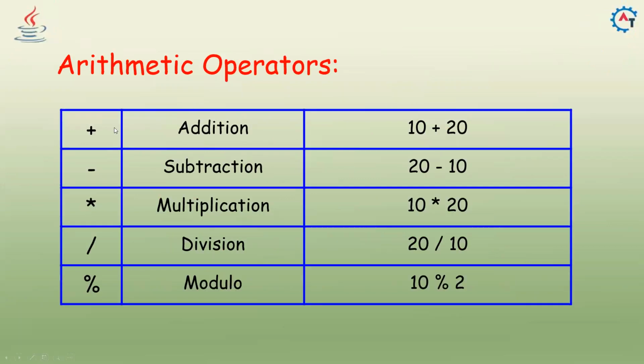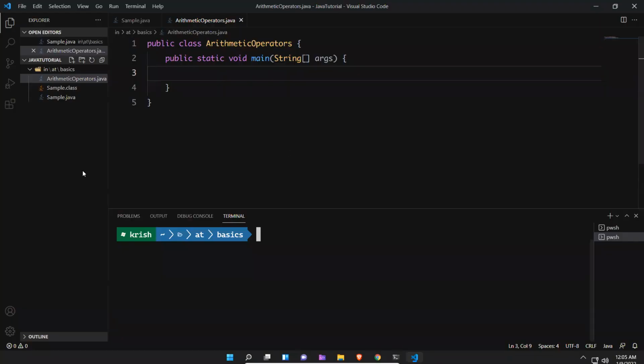These are all the arithmetic operators in Java: plus, minus, star, slash, and modulo. Plus is for addition, minus is for subtraction, the star is for multiplication, slash is for division, and modulo is for modulo. Okay, so let me go to Visual Studio Code.